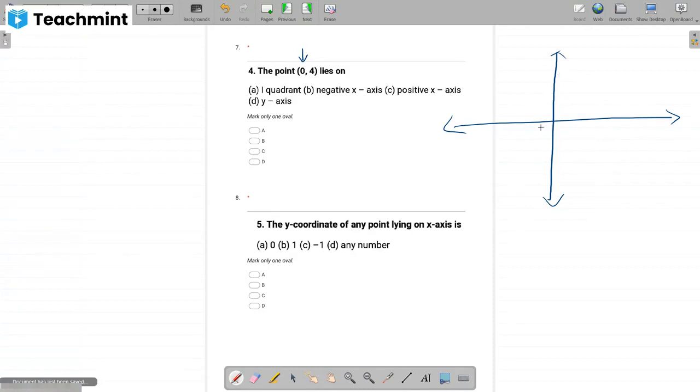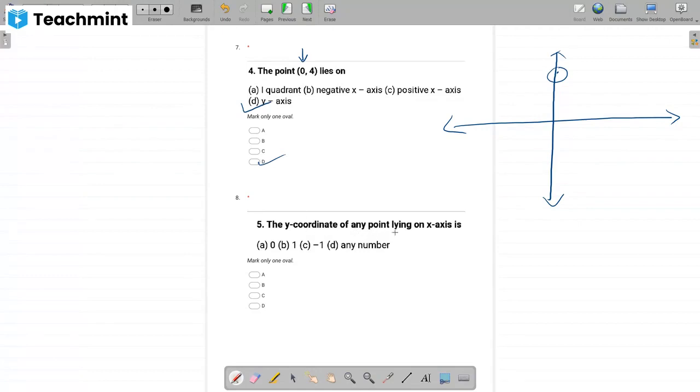Okay, so here x coordinate is 0, it means the point is here on y-axis. Now it can be on positive y-axis or on negative y-axis. So now it depends on the y coordinate. Here y coordinate is positive, it means the point is here in the upward direction or on positive y-axis. So the point is somewhere here. So the point is where? On y-axis. So now the options are first quadrant, no. Negative x-axis, no. The point is on y-axis, so these two options are wrong. Now the next option is y-axis. Here we are not given positive y or negative y, so it's y-axis simply. So the correct option is option D.